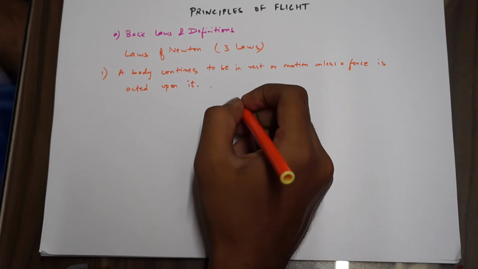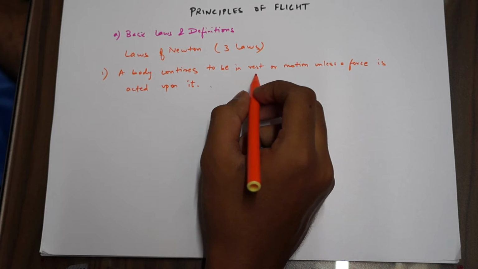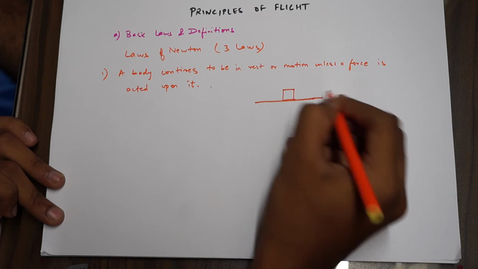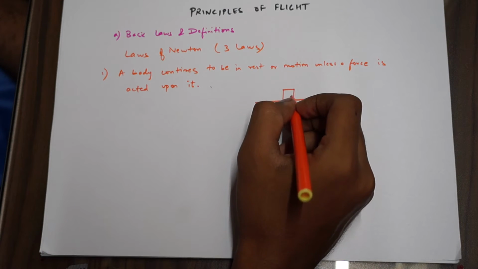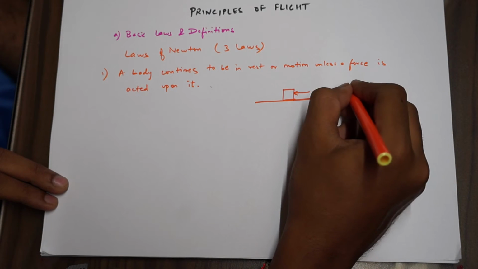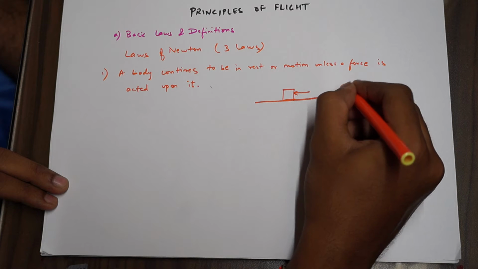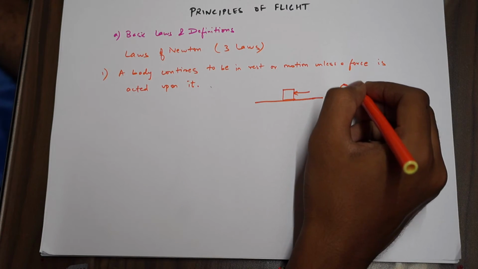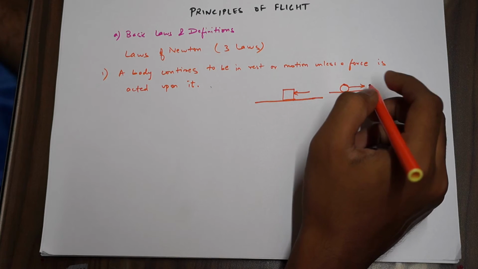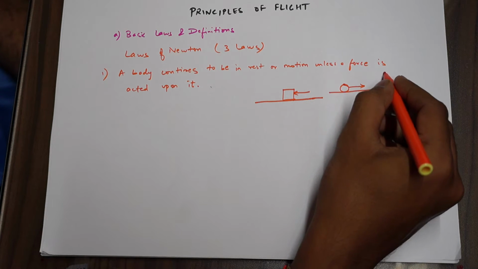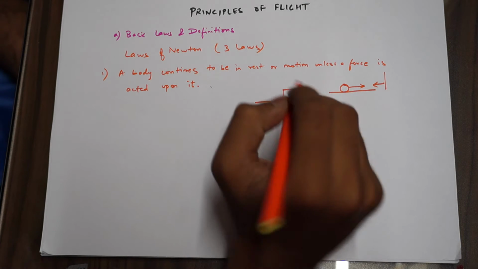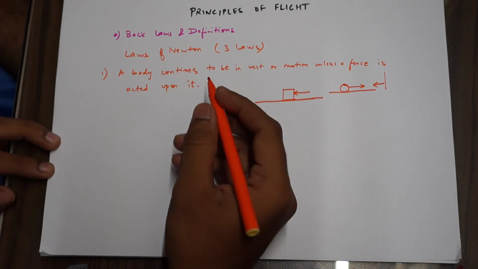So this is a simple law to understand. Suppose a stone or a box is lying on the floor, it will continue to be in rest. It will not move until somebody applies a force for it to move. And suppose we have a ball or a circular shaped object which is moving in this direction. Keeping all the parameters constant, it will continue to move until a wall or a force is applied against it. So this is first law of Newton's motion.